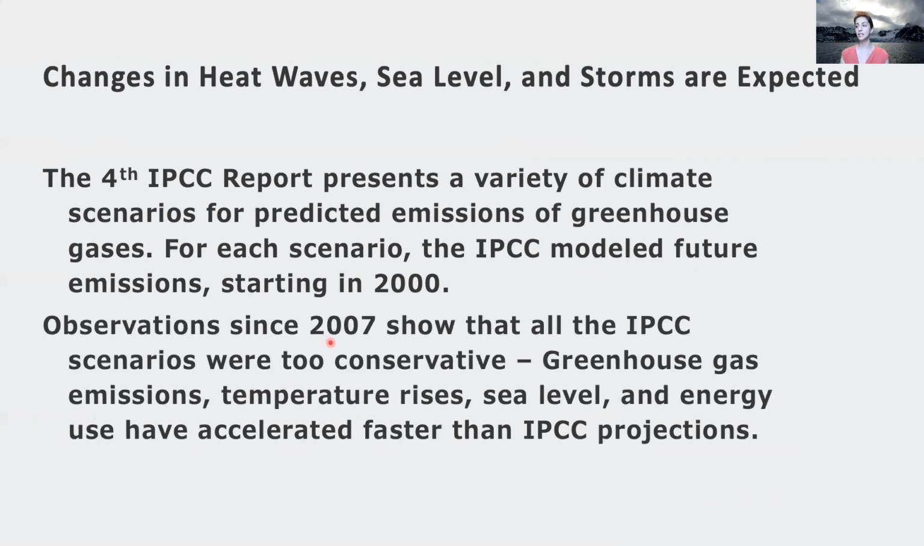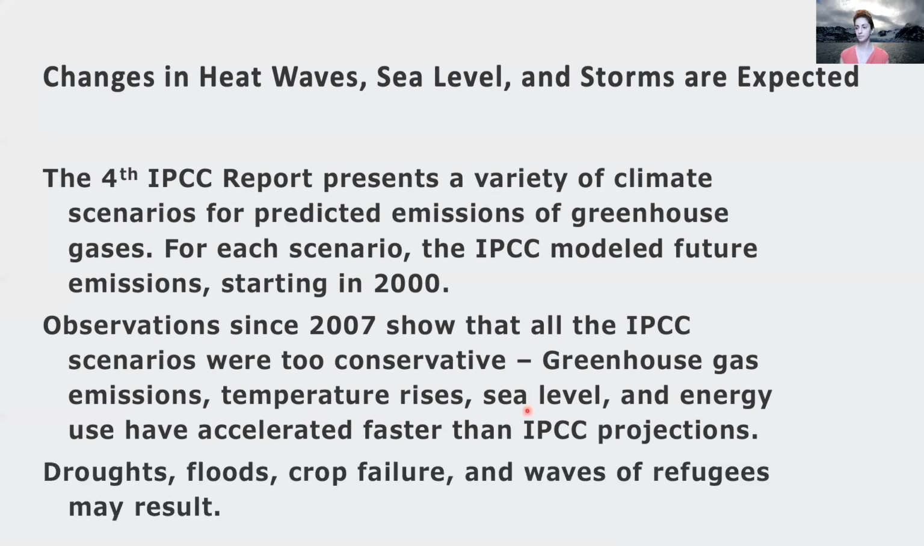Observations since the year 2007 show that all of the IPCC scenarios were actually too conservative. So the things that they predicted would happen, they happened, but actually at a much larger scale. This is everything from greenhouse gas emissions, the increases in temperature that we've seen so far, the increasing sea level that we have observed, and the energy use. All of this has accelerated much faster than IPCC projections. So what this manifests as is droughts, floods, crop failure, and waves of refugees, climate refugees.